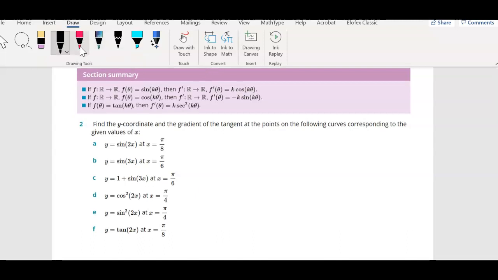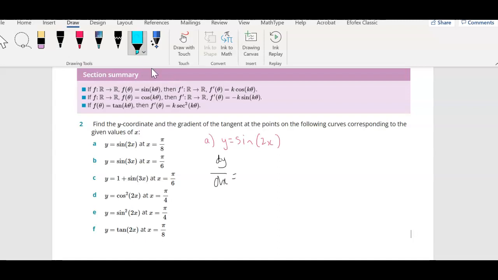Question A, get my pink pen. We've got y equals sine 2x, and we want to find the gradient of the tangent at x equals pi on 8. So we've got to find the derivative function. Remember, the derivative is the same as your gradient, and we're finding the gradient at x equals pi on 8. So we're finding dy dx.